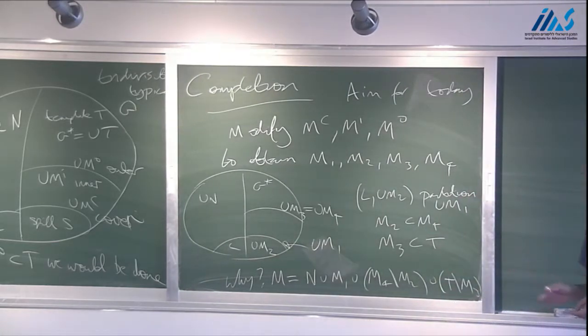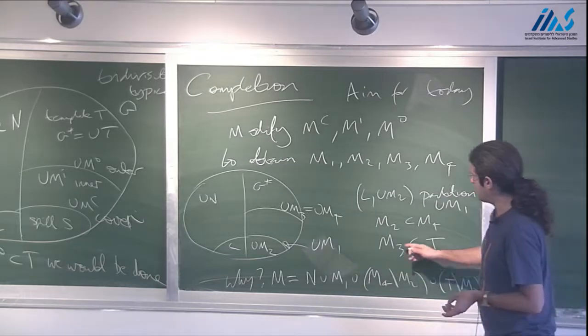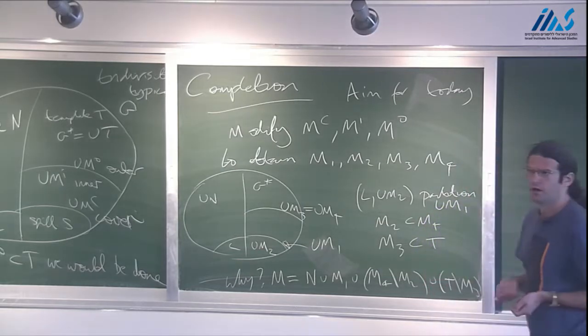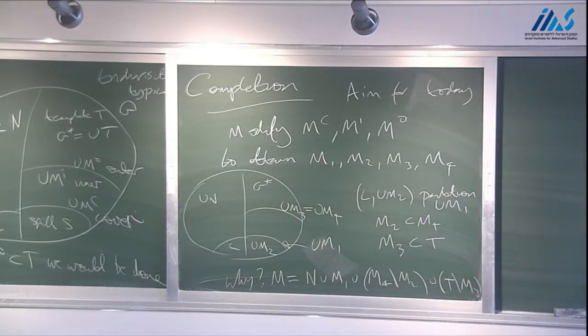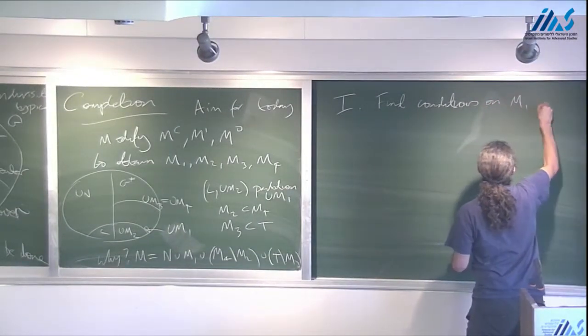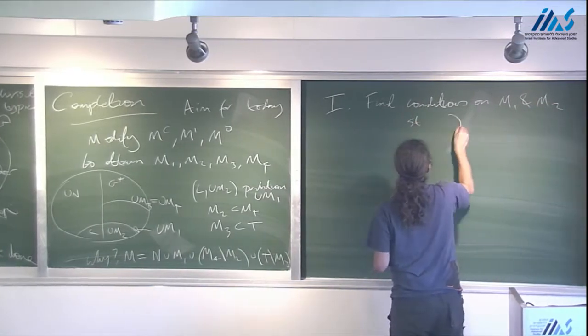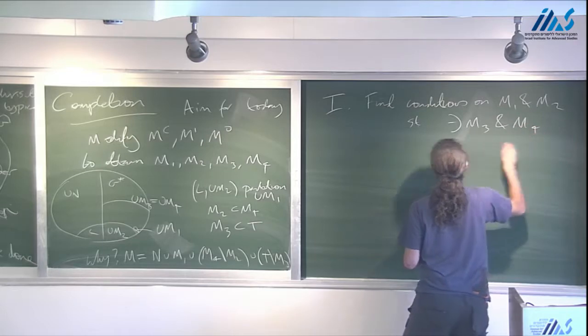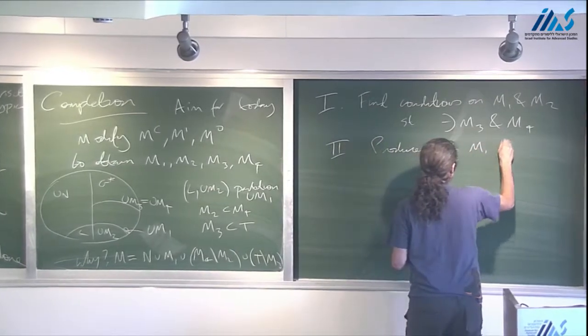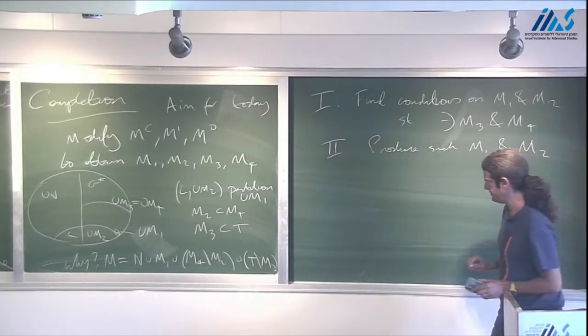Okay, so I'll divide this into two parts. So first of all, I'll try and find M3 and M4, making some assumptions on M1 and M2. So we'll see what assumptions we need, and then the second part will be to show that we can obtain M1 and M2 that satisfy these assumptions. So firstly, find conditions on M1 and M2 such that there exist M3 and M4. Secondly, produce such M1 and M2. So that would be the plan.